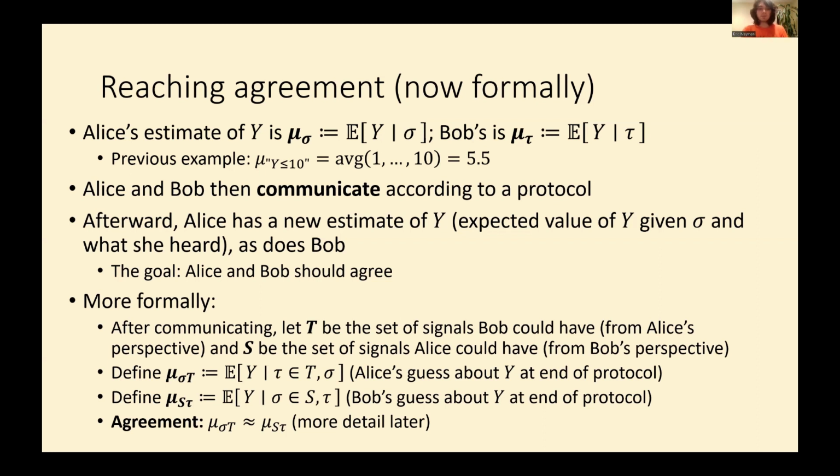More formally, we will define capital T to be the set of signals that Alice believes Bob could have after communicating. And similarly, S to be the set of signals that Bob thinks Alice could have. Then we will define mu sub sigma T to be the expected value of y conditioned on Alice's signal sigma and on Bob's signal belonging to T. This is Alice's guess about y at the end of the protocol. And similarly, we define mu sub S tau to be Bob's guess about y at the end of the protocol. And our goal is for these two numbers to be similar.